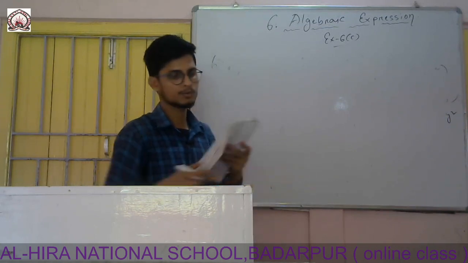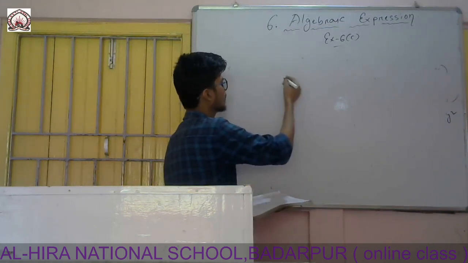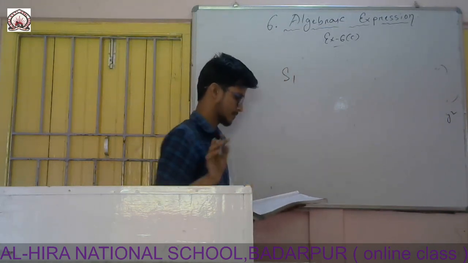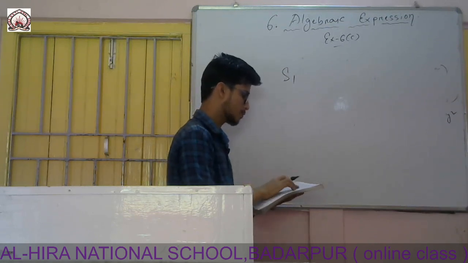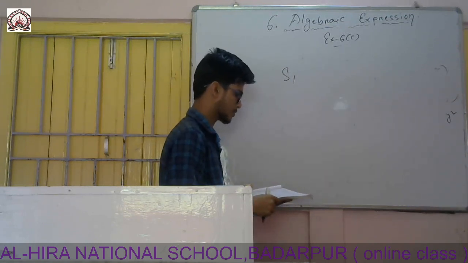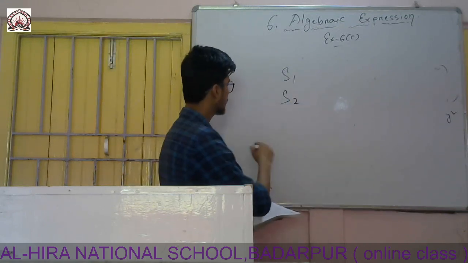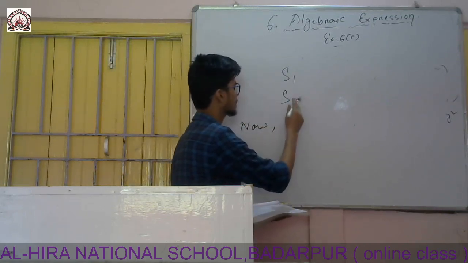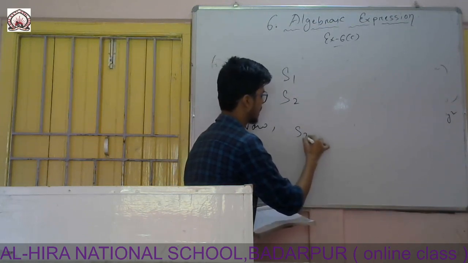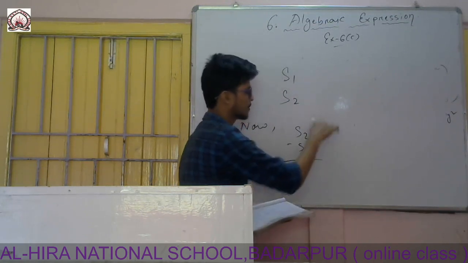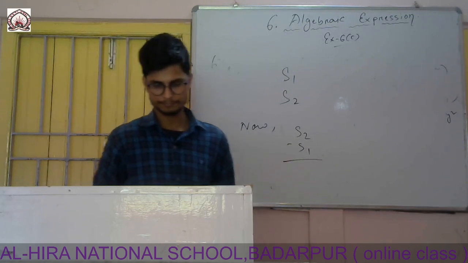So first of all I will do the sum of the first two expressions. I will get a value, let it be S1. Then again I will do the sum of the next two expressions, and I will get another answer, let it be S2. And then you simply subtract, S2 minus S1. You will get the answer. You try it by yourself.